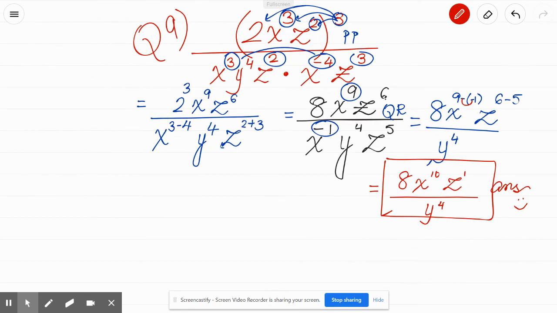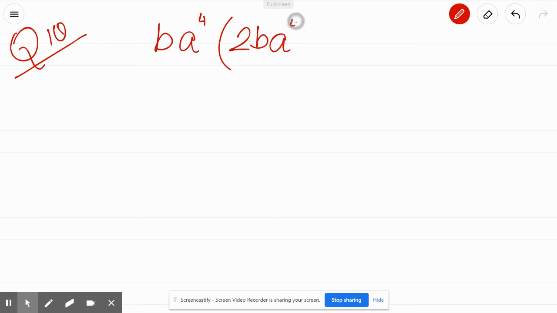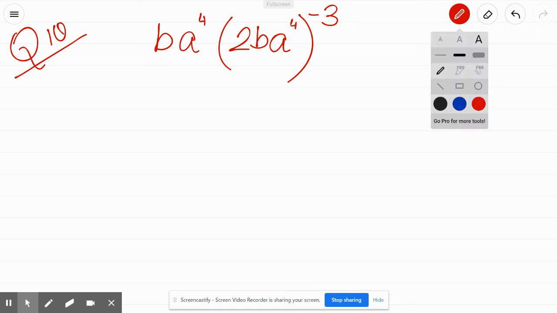We will now move on to the last question, which is question number 10. And the 10th question is BA to the power of 4 times 2BA to the power of 4 to the power of negative 3. Now here there's no quotient rule or anything going on. So what we can do is we can just simply combine them.